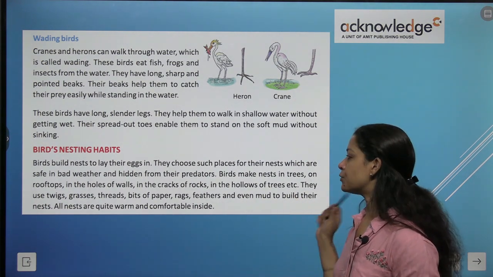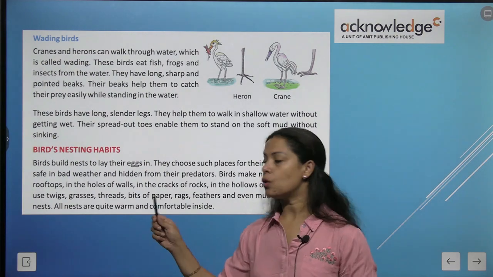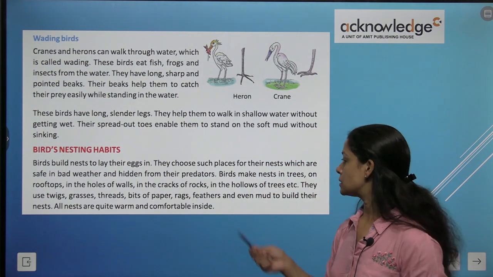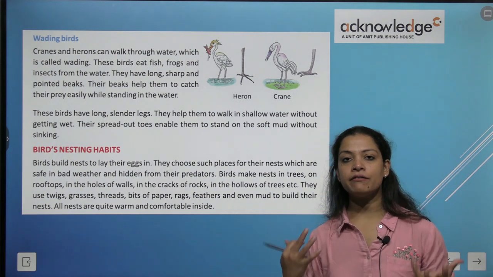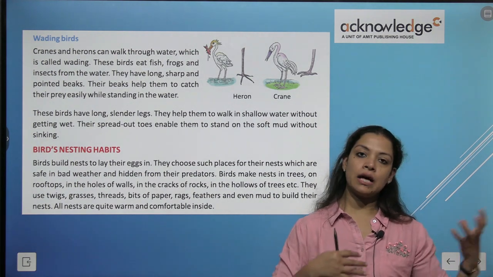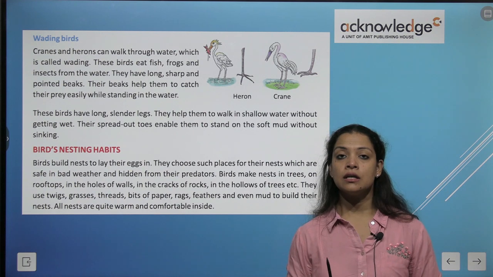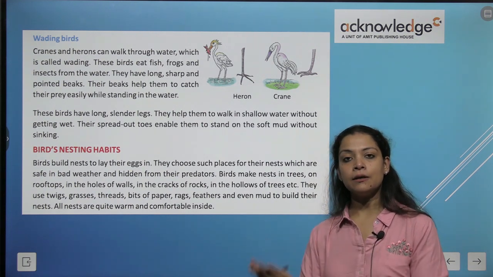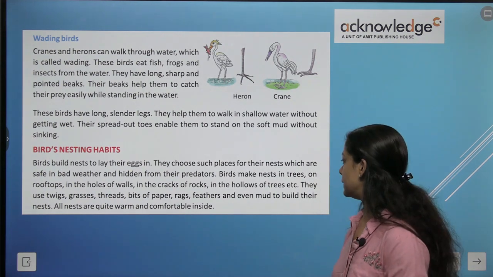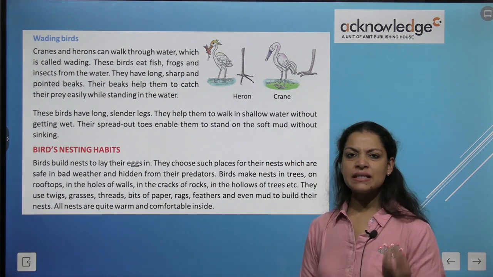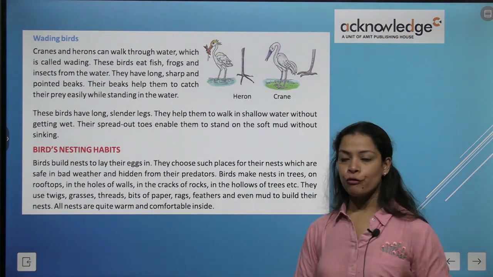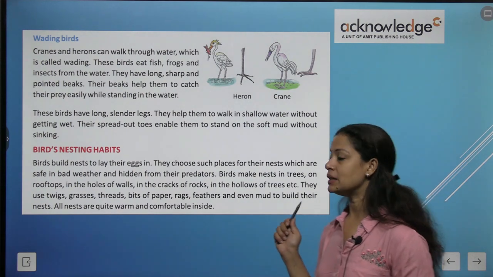Birds make nests in trees, on rooftops, in the holes of walls, in the cracks of rocks, in the hollows of trees. So wherever they find it suitable, where they feel they are safe from outside weather or predators, they make their nest and they reproduce and make their family. They use twigs, grasses, threads, bits of paper, rags, feathers and even mud to build their nest.